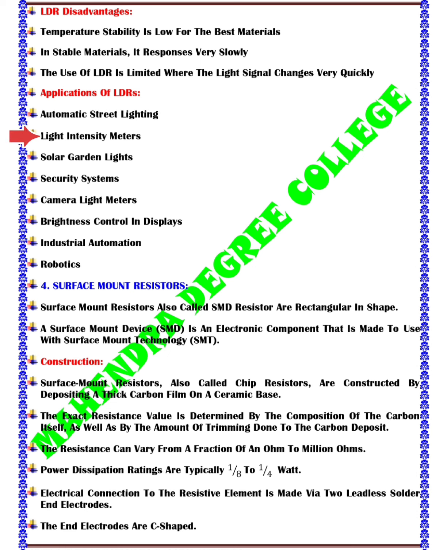Second one, light intensity meters. It means used to measure the brightness of light in various environments, useful in photography, agriculture, and lab setups. Third one, solar garden lights. It means LDRs help solar lights detect nightfall so they can automatically turn on without manual intervention.